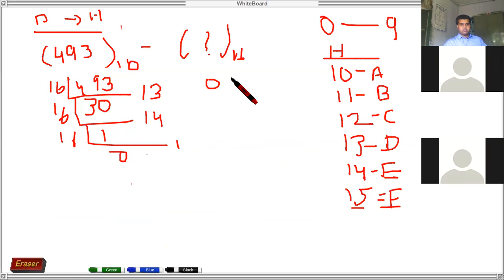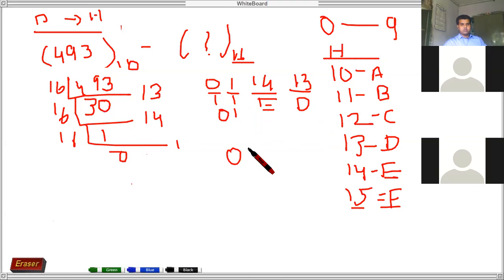0, 1, 14, 13. First, you write like this: 0, 1, 14, and 13. Now, in the hexadecimal number system, 14 means E and 13 means D. Okay, 1 will remain as 1, 0 remains as 0. So your answer is 0, 1, E and D. This is your hexadecimal number system.